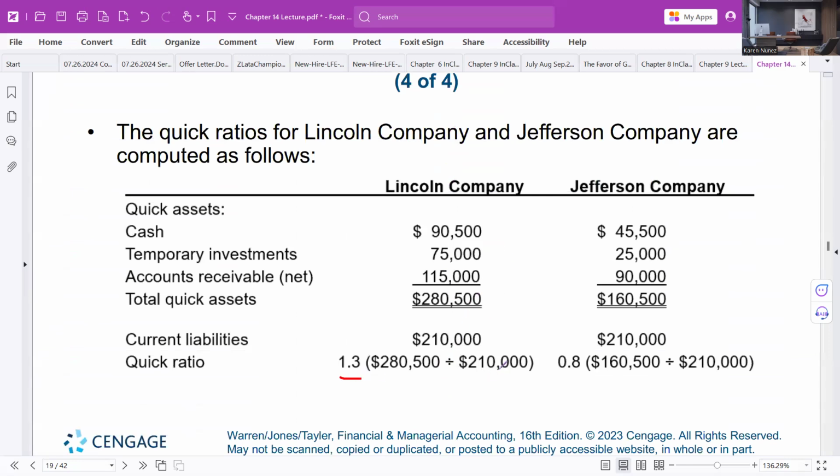Well, for every dollar we have in current liabilities, we have $1.3 in quick assets. And in year 5, or for Jefferson, for every dollar we have in current liabilities, we have less than $1 in quick assets. So obviously Jefferson would have great difficulty trying to pay their current liabilities with quick assets. In fact, they don't have enough quick assets to pay their current liabilities. Lincoln, on the other hand, does have enough quick assets to pay their current liabilities.